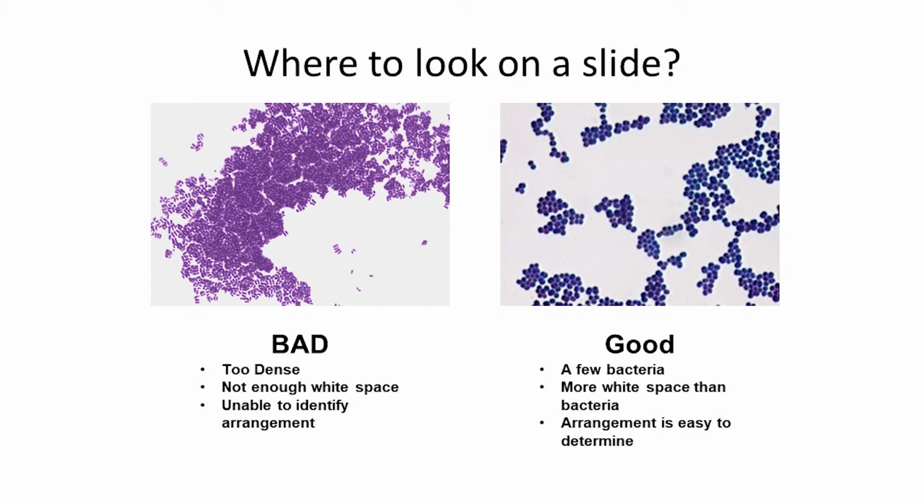Now, if you notice here, there's a difference between what is good to look at and what is bad to look at. If there's a bunch of bacteria in a very dense area that's really difficult to see, we can't tell things about shape or arrangement very easily. It's very difficult to analyze. It doesn't work out very well. Instead, if you look on the good side, we see more white space than bacteria. This gives us the opportunity to see the arrangement and the shape, and we can see these consistent patterns because they're more spread out. They're in their natural arranged state rather than a giant clump. So always make sure you look for more white space than bacteria.